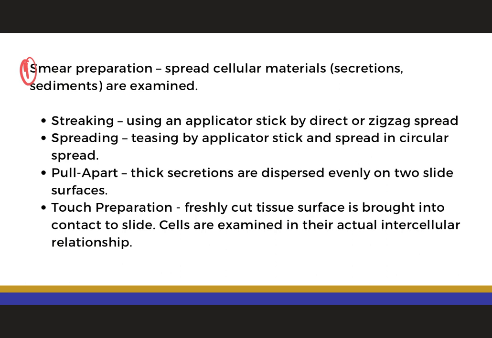So let's go first with your streaking. So in streaking, with an applicator stick or a platinum loop, the material is rapidly and gently applied in a direct or zigzag line throughout the slide, attempting to obtain a relatively uniform distribution of section. But please remember that too thin or too thick smears have to be avoided because they make the tissue unstainable for examination. So next one is your spreading.